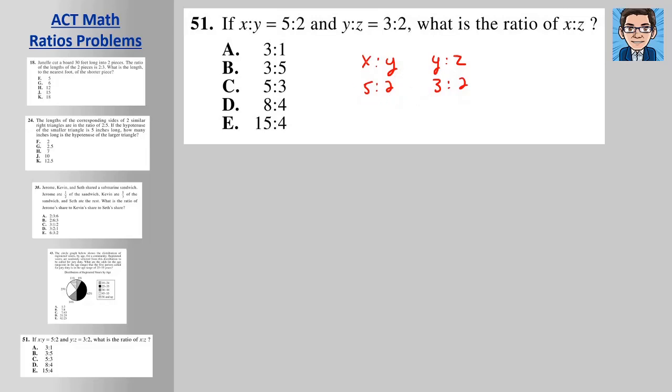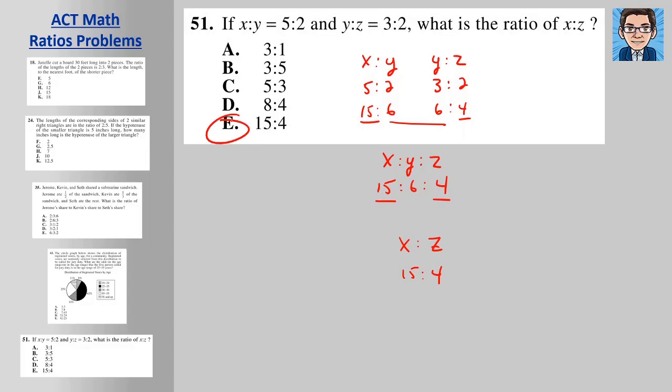So to make x to y, where y is 6, that's a multiplier of 3. So that's the same as 15 to 6. So the ratio of 15 to 6 is the same as the ratio of 5 to 2. Then y to z, we'd have to multiply by 2. So 3 times 2 is 6, and 2 times 2 is 4. So 3 to 2 is the same ratio as 6 to 4. Now the y's match. So now we can set up an x to y to z of 15 to 6 to 4. And then to find x to z, now we can just go 15 to 4. So our ratio of x to z is going to be 15 to 4, which is our answer, E.